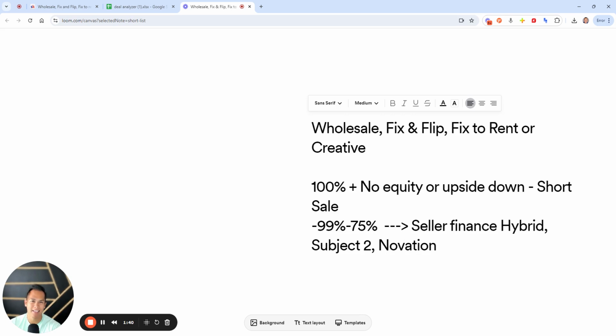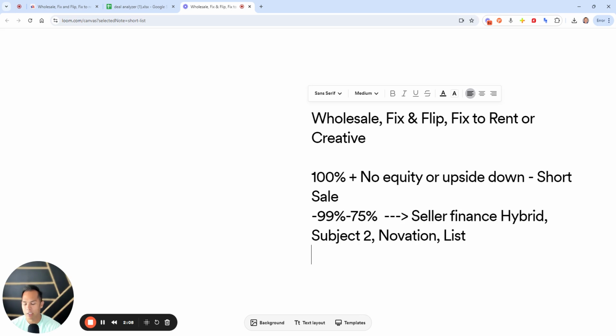I don't like novations really. I've only done a couple, but I really don't care for them. You're basically a glorified realtor at that point, so you might as well list it. So we'll either do a seller finance hybrid, where we do a subject to and then a seller finance in second position if we can. If they want some money down, we'll do a subject to, a novation, or list it if we need to. But again, 99 to 75% is where we find these are the different things we can do. If it's under 75%, we'll wholesale it.